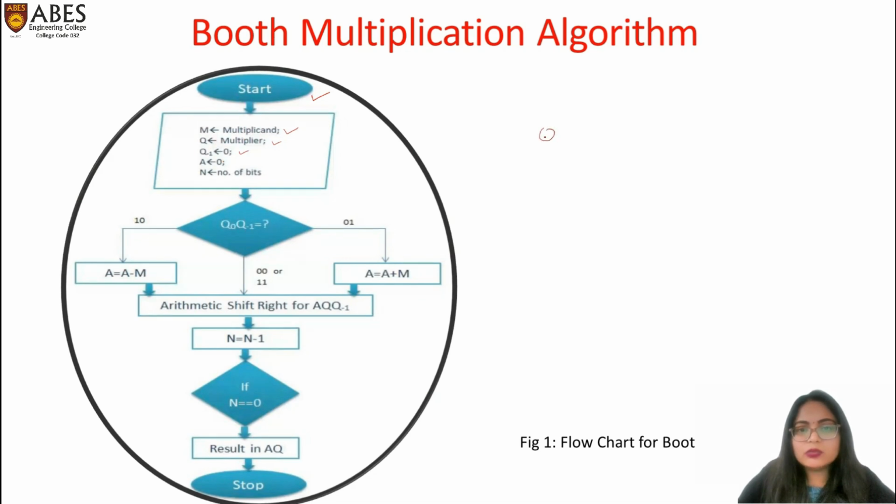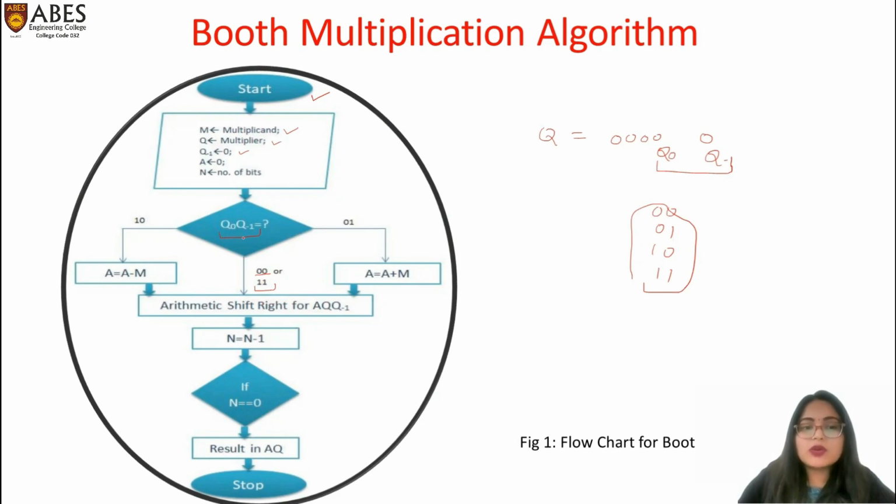Suppose Q is somehow 0000. This is the least significant bit and is treated as Q naught. But I need to take one additional bit, that is Q minus 1. On the basis of this combination, 00, 01, 10, 11, the Booth algorithm works. If Q naught, Q minus 1 is 00, then only an arithmetic shift right will happen. For 11 also there will be an arithmetic shift right.